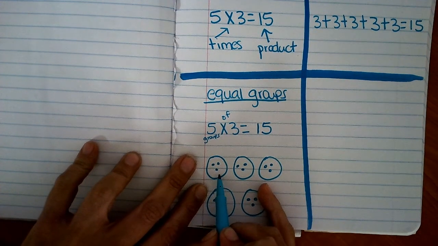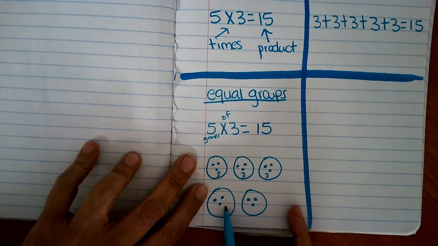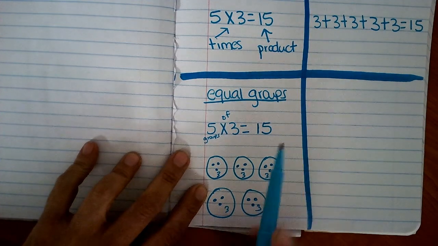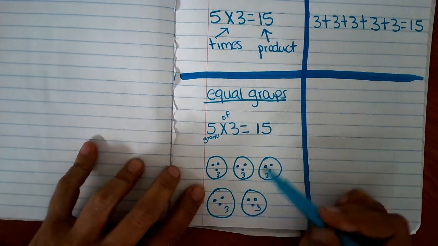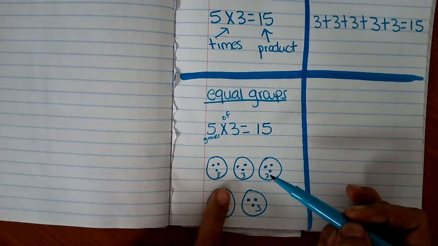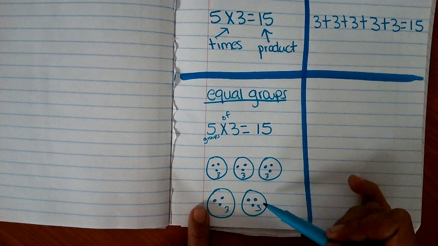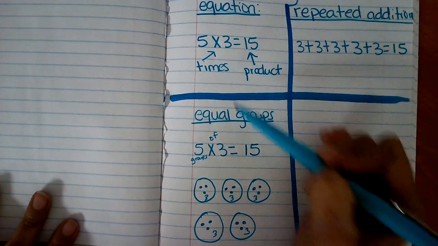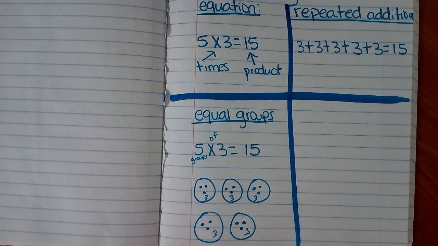This means that this group has 3, this one has 3, this one has 3, this one has 3, this one has 3. This is called equal groups. I have 5 equal groups because each group has 3 in it. Now, here I can see my repeated addition. 3 plus 3 plus 3 plus 3 plus 3. So these kind of go together all the time. So we're going to practice a few, and then I'm going to show you what you're going to be doing in your math book.